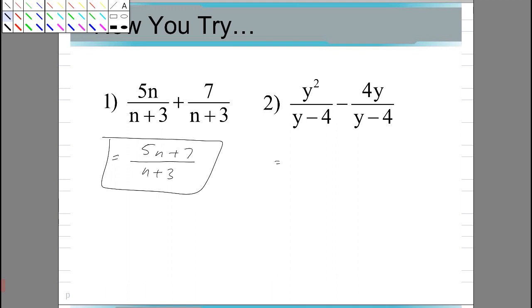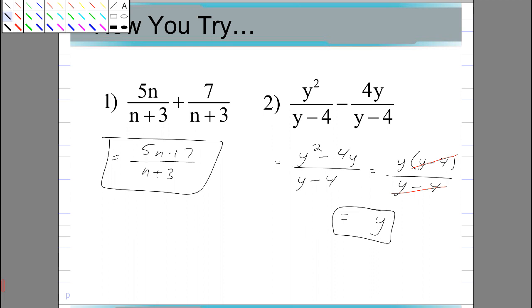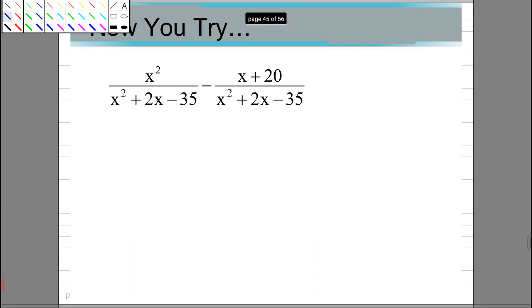And for number 2, y squared minus 4y over y minus 4, which factors. Y comes out to be y times y minus 4 over y minus 4. The y minus 4's cancel out, and our answer is just y. Next one for you to try.